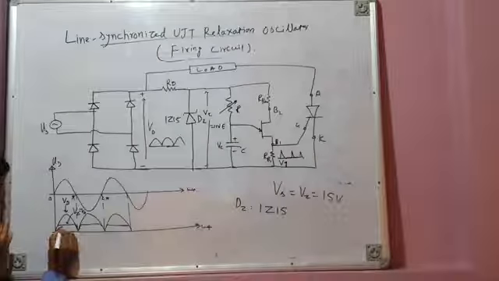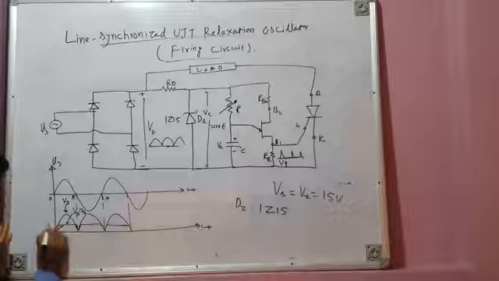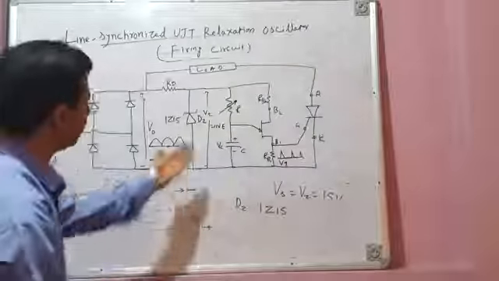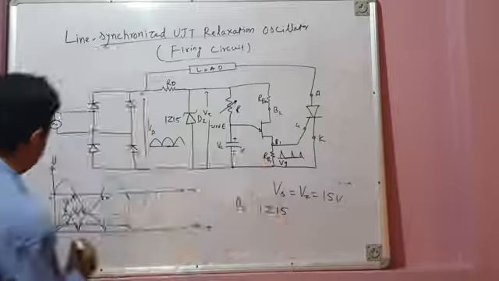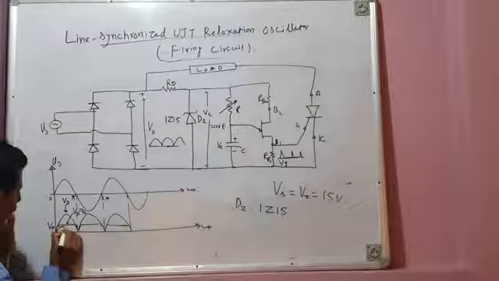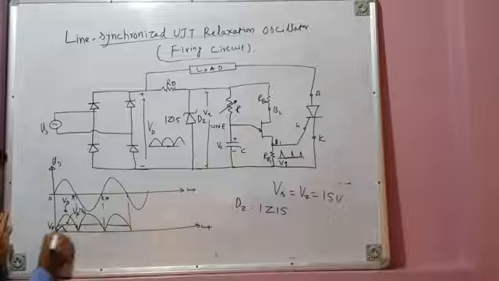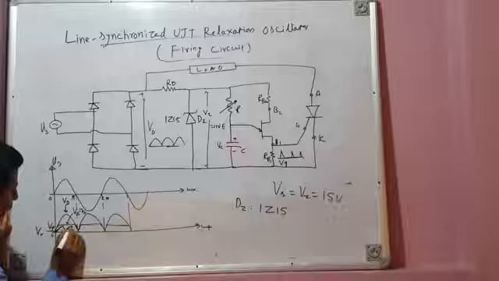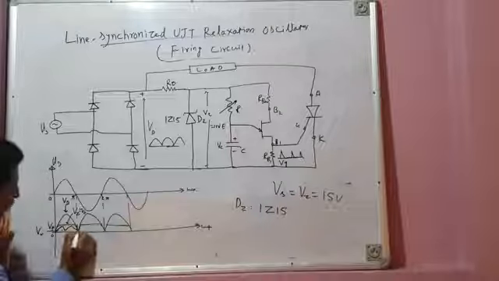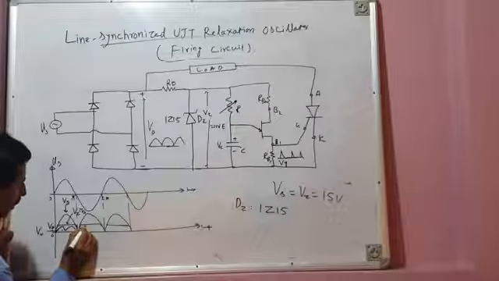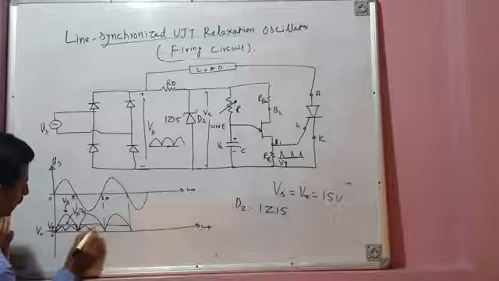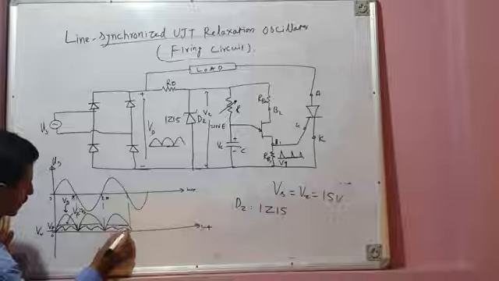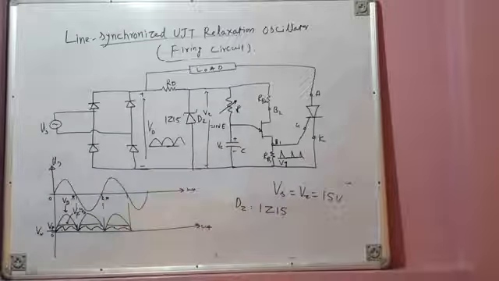As soon as capacitor voltage reaches peak point voltage, say this is peak point voltage, UJT fires. And when UJT fires, capacitor discharges through RB1. So it quickly discharges, and its voltage reaches valley point voltage. This is VV. And then it again charges and discharges. And then it continues in the next half cycle. Charge, discharge, charge, discharge. Next half cycle, charge, discharge, and so on.